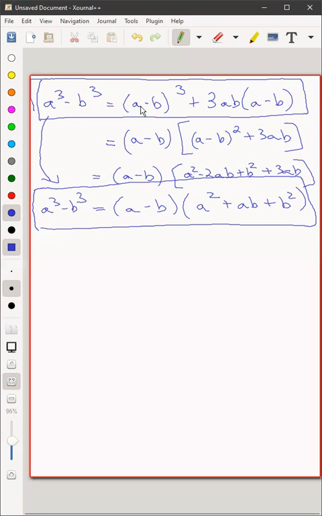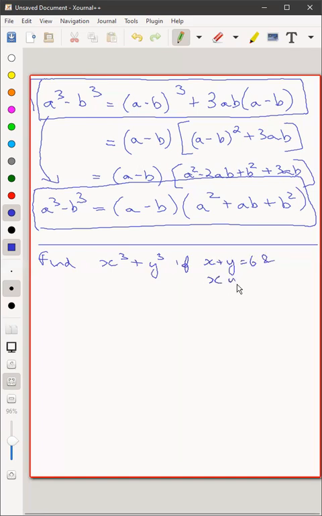Okay, let's do this one. Find x cube plus y cube if x plus y is equal to 6 and xy is equal to 5. Do this one. Find x cube plus y cube if x plus y is equal to 6 and xy is equal to 5.